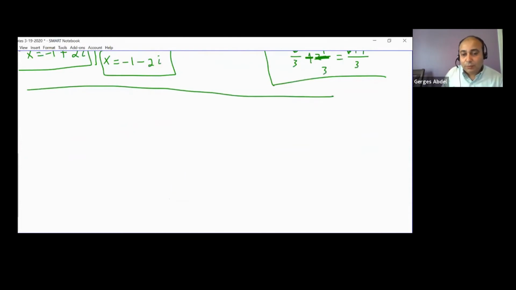All right, if I give you a problem like this one right here, x cubed minus x squared plus 5x minus 5 equals 0.